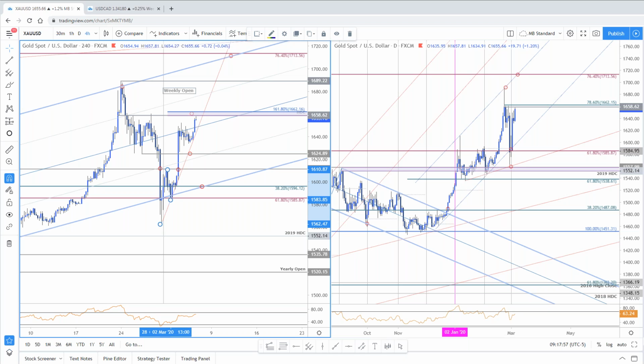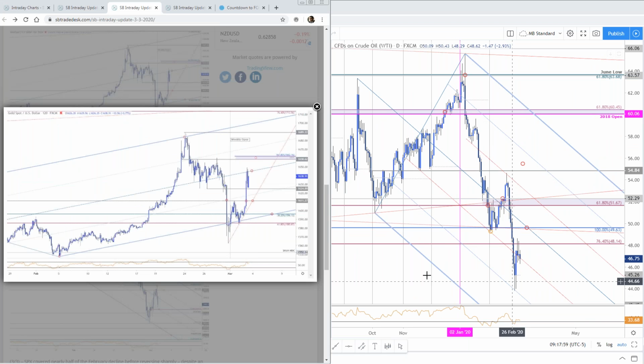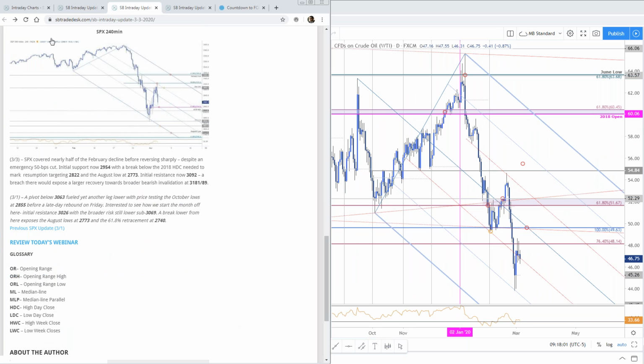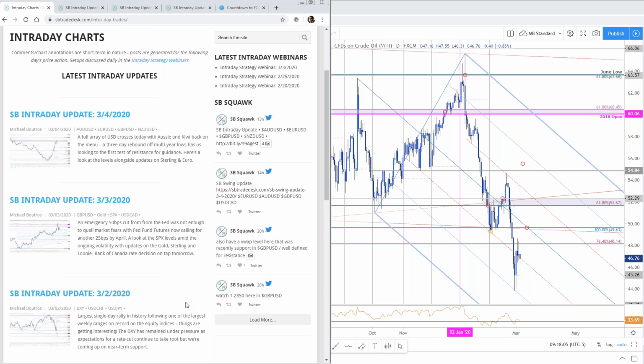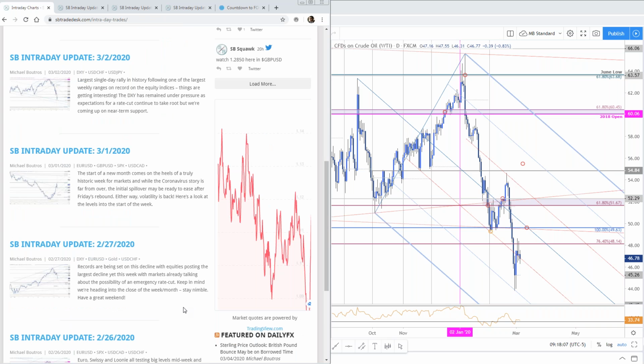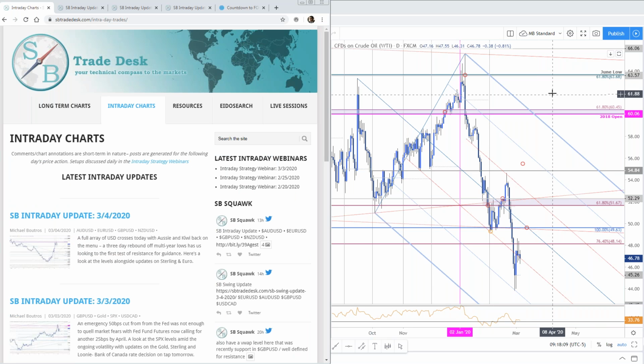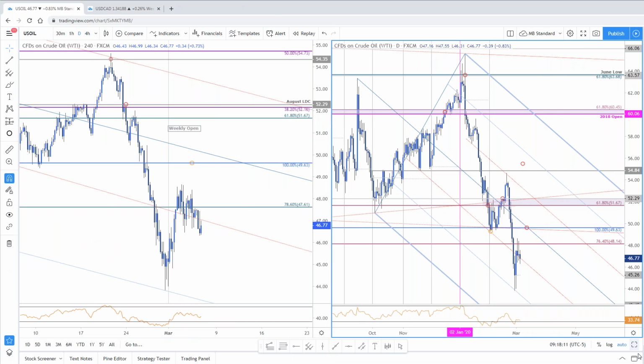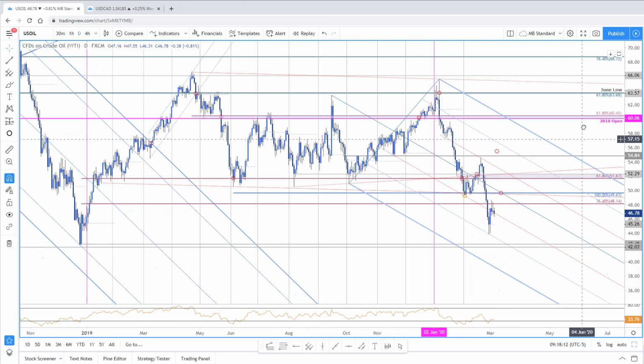Okay, quick reference on crude. I don't really have a very strong opinion at these levels. I just wanted to bring it up because I know that a lot of you guys are looking at this trade. I don't even think I gave you an update in the reports. I just wanted to show you this chart. This is the daily chart that we reviewed on Monday and Tuesday.